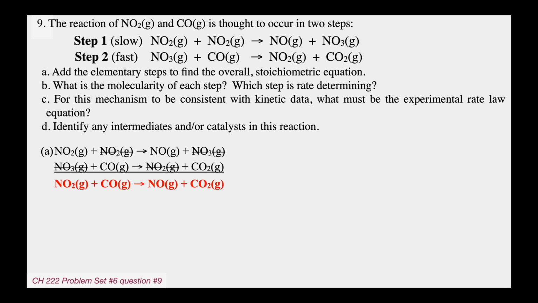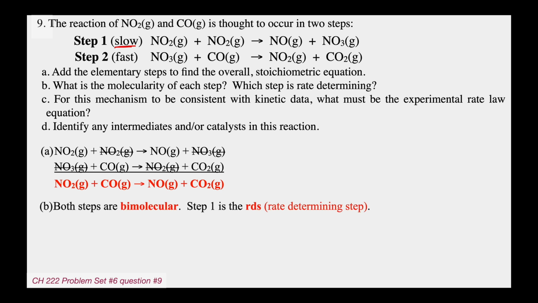Well, both step 1 and step 2 have 2 reactants. Step 1 has 2 NO2s. Step 2 has an NO3 and a CO. We would refer to both of those as bimolecular steps. And rate determining step, or RDS, is nothing more than the slow step.